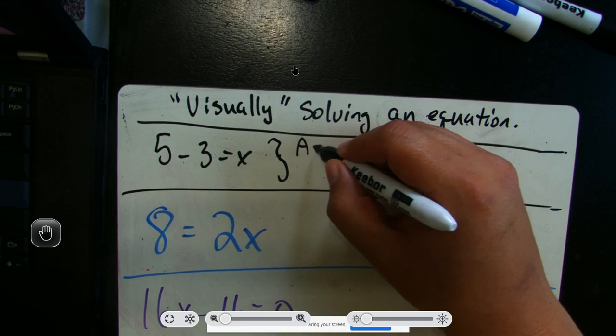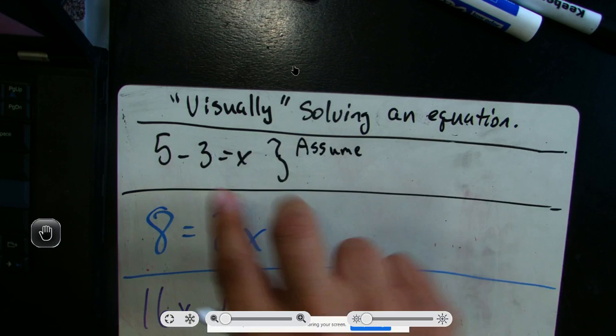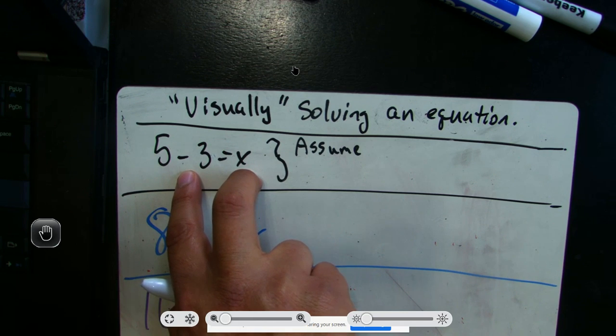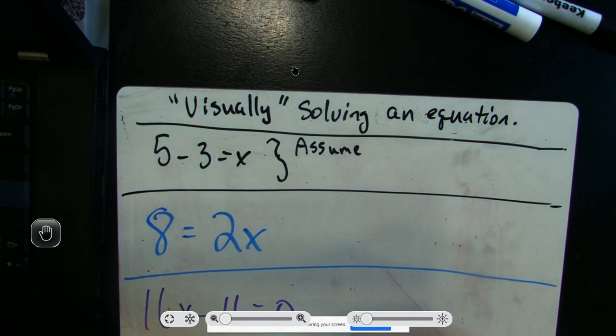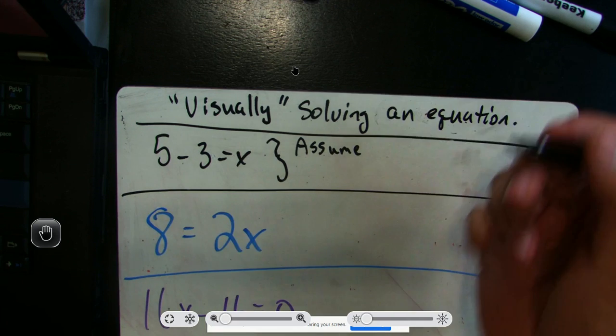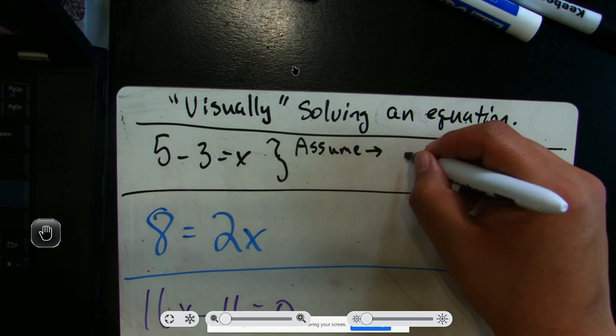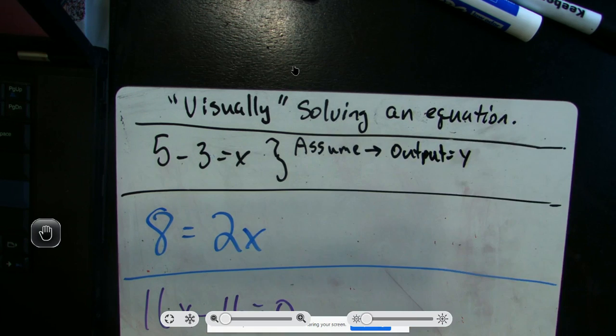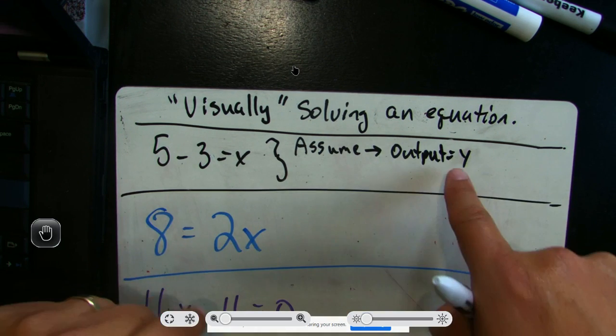We're going to assume that these two expressions have an output that is represented by the same variable. So we're assuming that the outputs should be identical. What variable are we going to use to represent that output? We're going to assume that the output equals y.